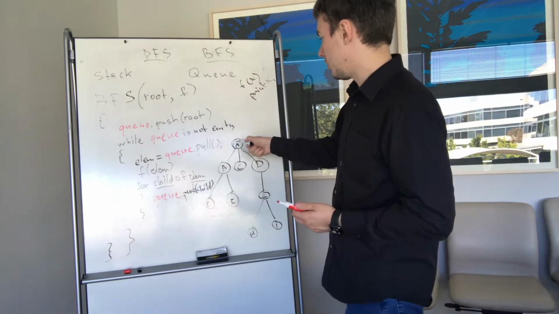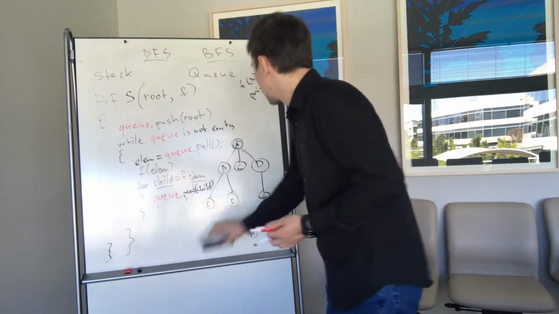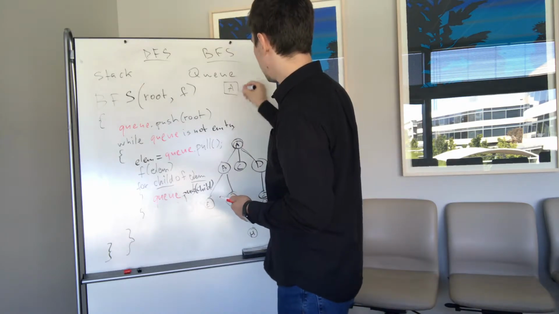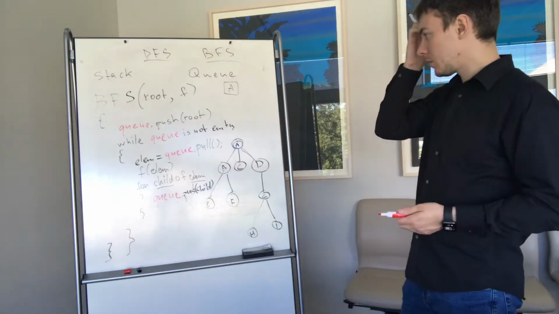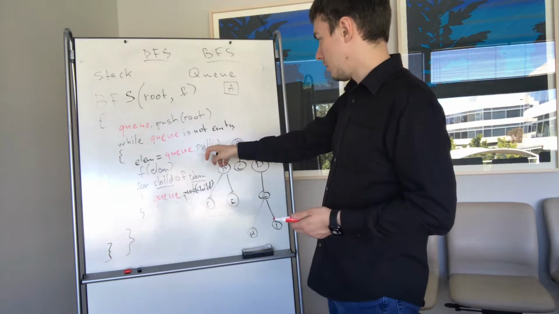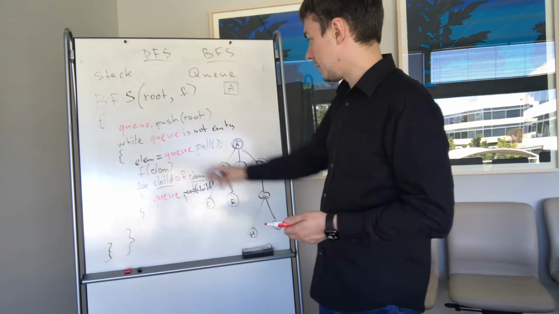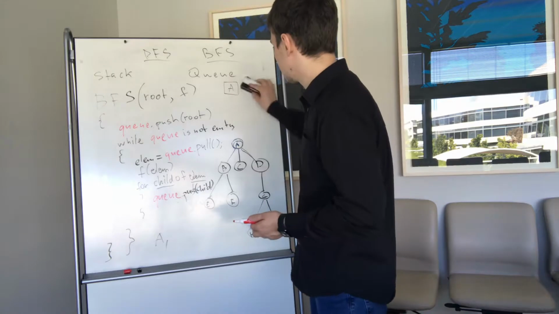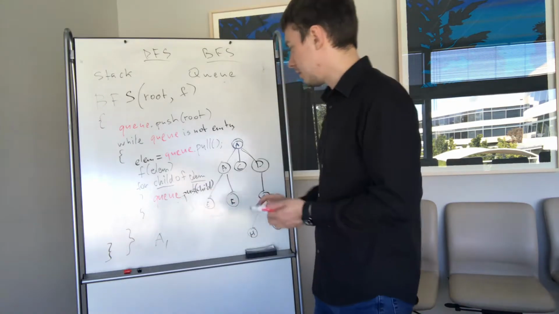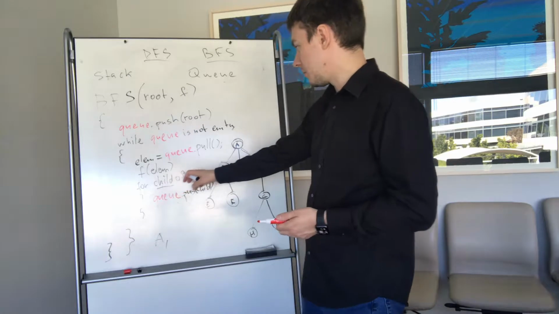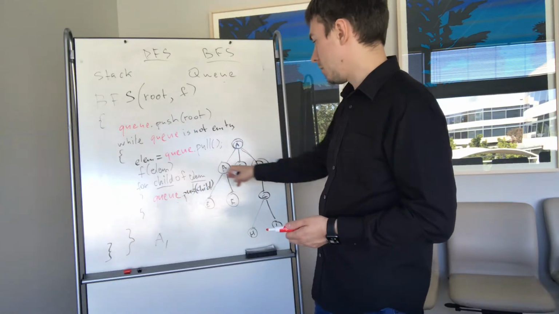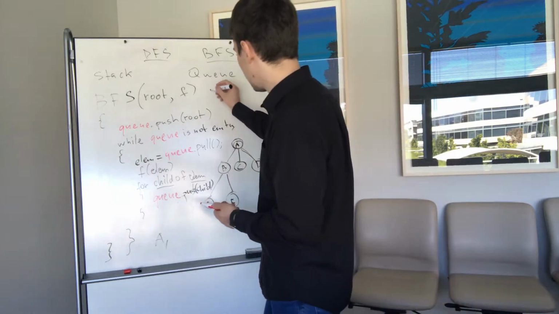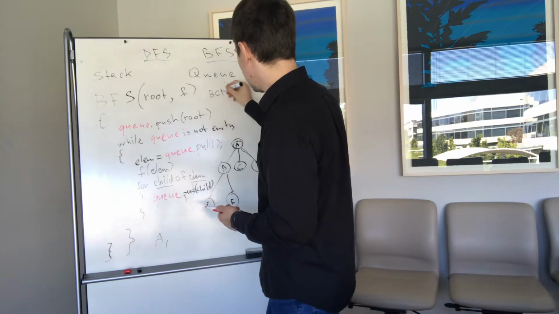The first thing we do is we put the A element to Q. Now Q has only one element. After that, we pull this A element and print it. Now the Q is empty. But after that, we push all the children of A to our Q. And our Q will look like this: B, C, and D.